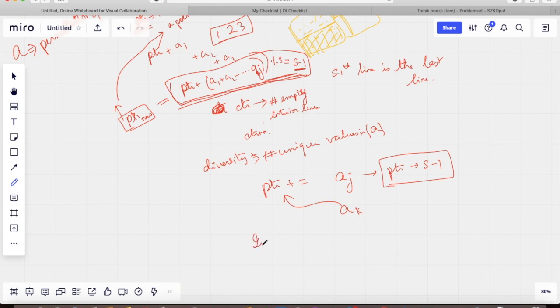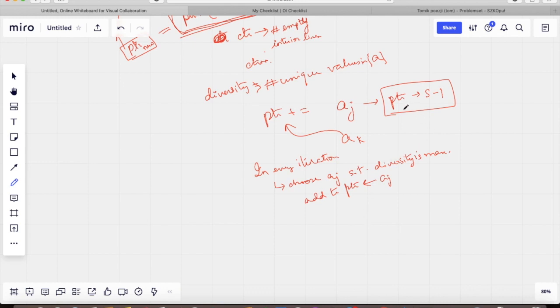In every iteration, choose AJ such that diversity is maximum, add AJ to PTR. Now if this does not become S minus 1, then you are fine, just go to step 1.